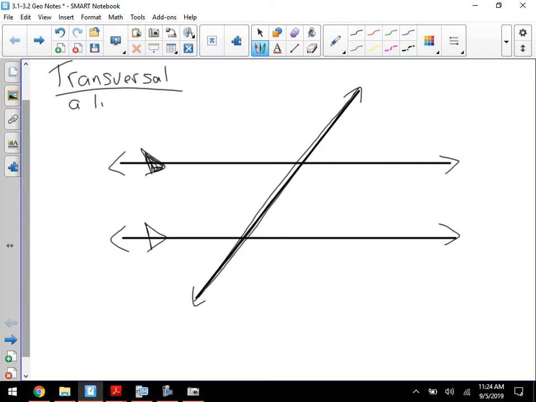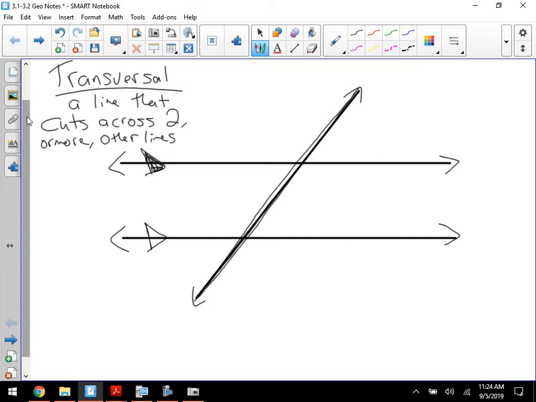A transversal is a line that cuts across two or more other lines. Okay? So a transversal is something that cuts across two or more other lines. More often than not, we're going to look at it in just two. It cuts through two lines. Every once in a while, you might see 3 or 4. It's no big deal. It's just how it works itself to be.